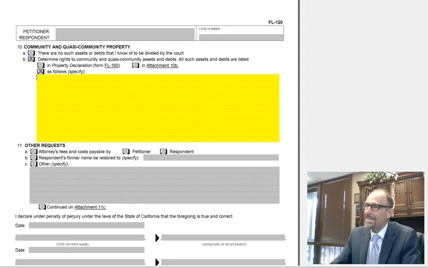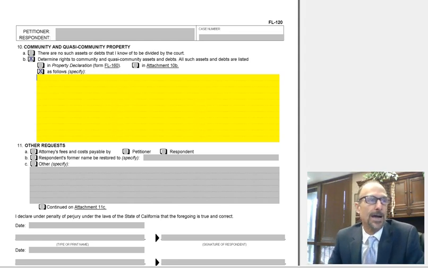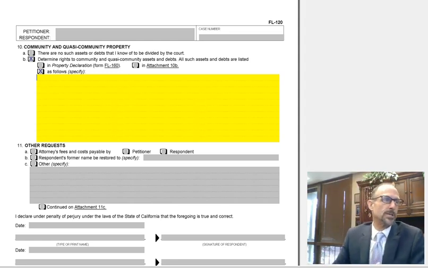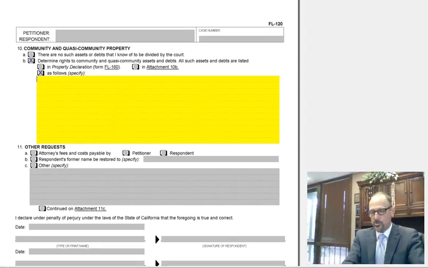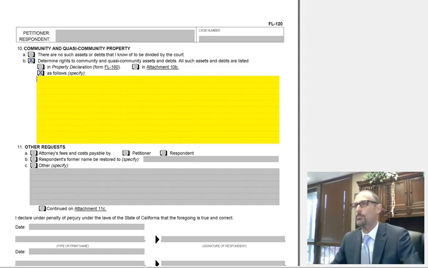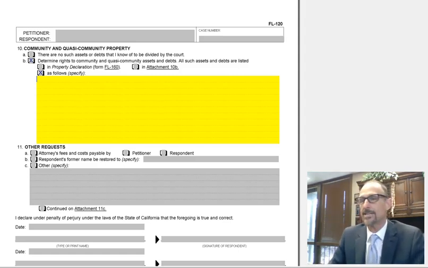And you can be a little vague about it. You don't have to be too specific. You don't have to put VIN numbers on a vehicle. You're just asking the court to have the jurisdiction to divide your property. So you want to list it in general terms here.